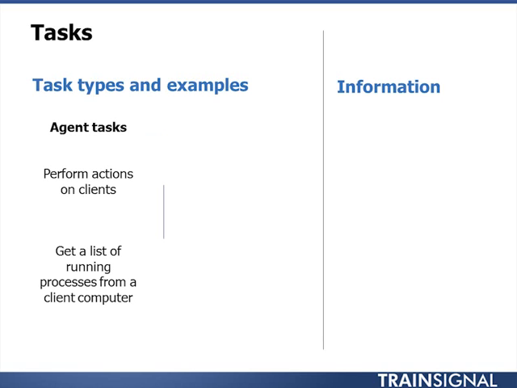We have some task types. First of all, we have what are called agent tasks. An agent task performs an action on a client. For example, getting a list of running processes from a client computer. You would instruct the agent on the Operations Manager client, not the server, but on the client to which the Operations Manager server is connected, to pull a list of all the services or all the processes from a computer and return it to Operations Manager. In this case, the Operations Manager server is telling the client to do something. It's specifically saying, I want the agent to give me a list of processes. That is an agent task. That's a task that's delegated to the agent by the Operations Manager server.